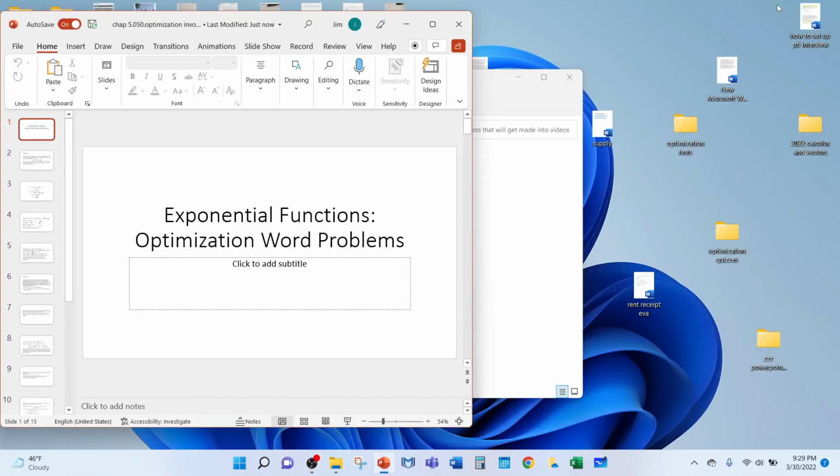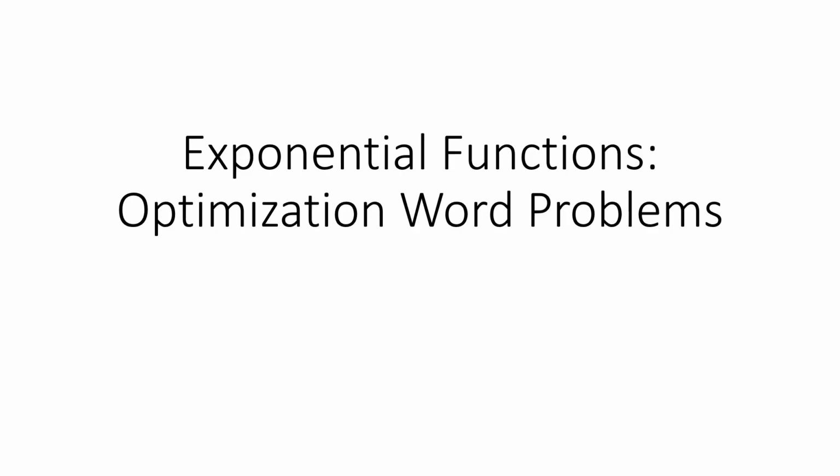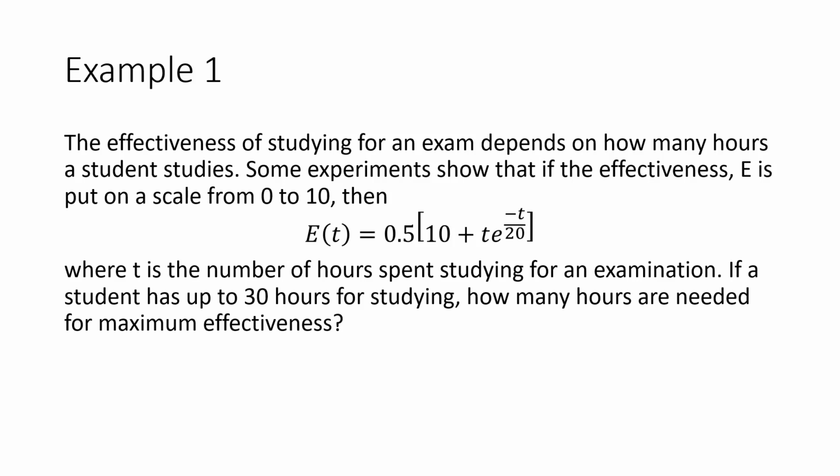In this video, we're going to do optimization questions involving exponential functions. So, in the first example, the effectiveness of studying for an exam depends upon how many hours a student studies. And some experiments have shown that if the effectiveness is put on a scale from 0 to 10, then the effectiveness as a function of time, where time is measured in hours, will equal 0.5 times the quantity 10 plus t e to the negative t over 20.